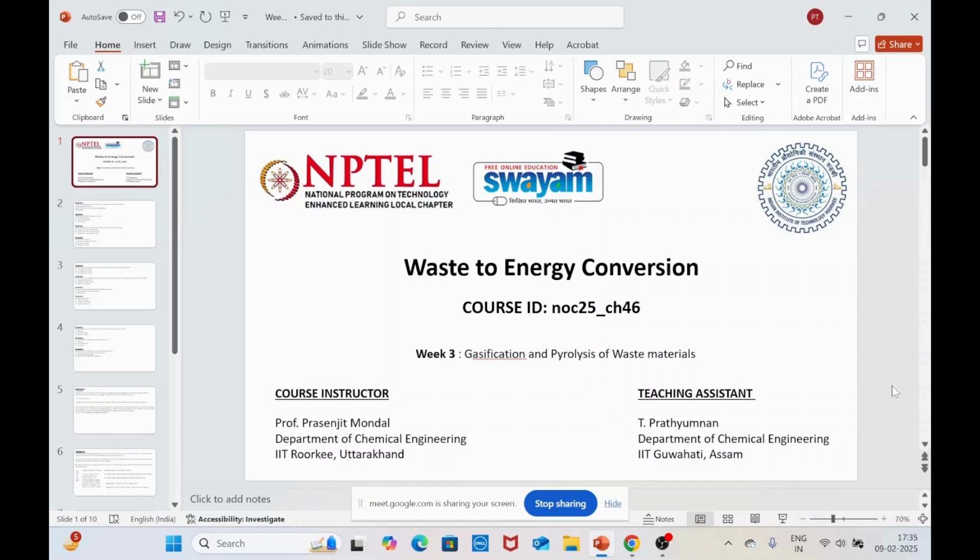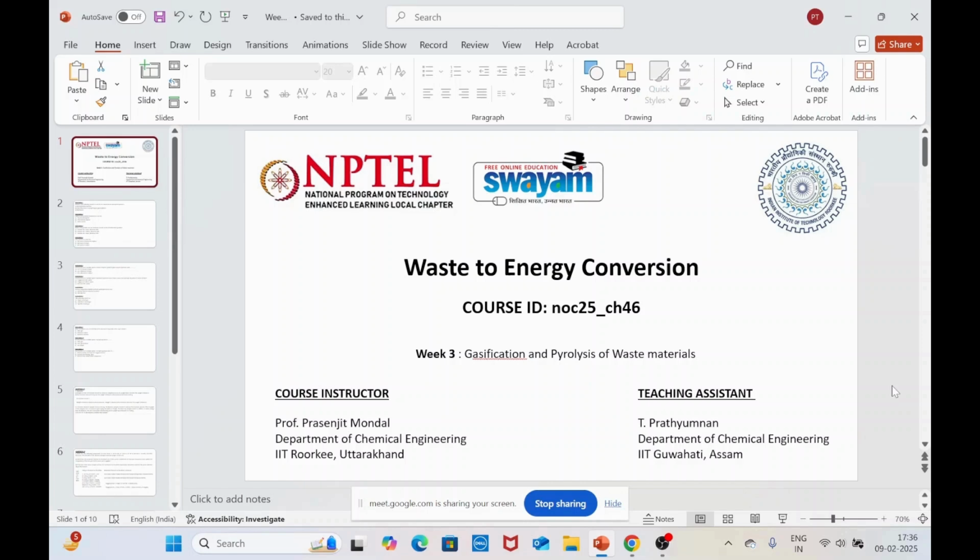Three things will be generated during this process. One is your bio-oil, another one is char, and the third one is gas. These are the three things generated during this pyrolysis process. Of course, you have many different types of pyrolysis, like slow pyrolysis, fast pyrolysis, catalytic pyrolysis, and so on.